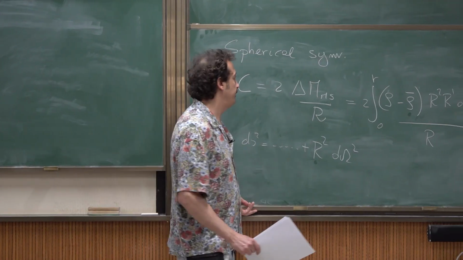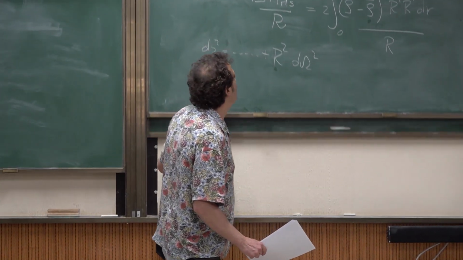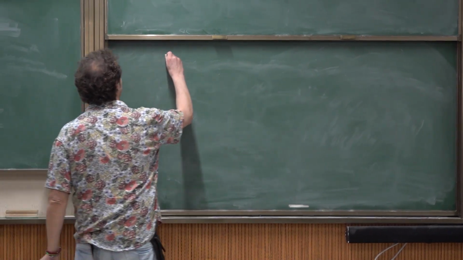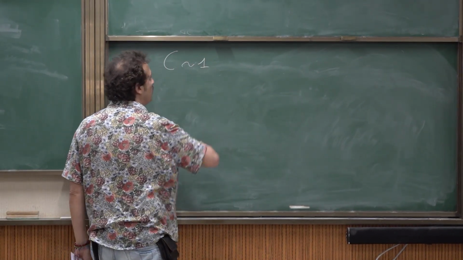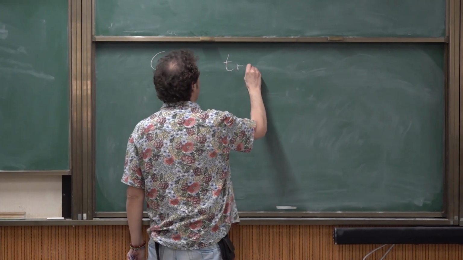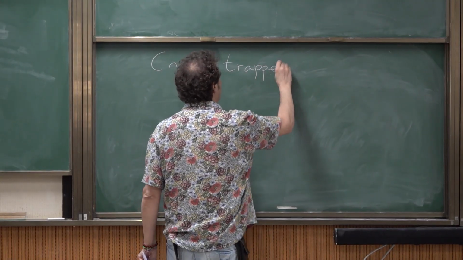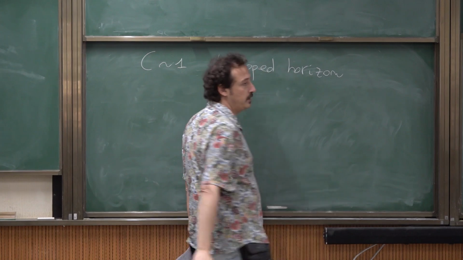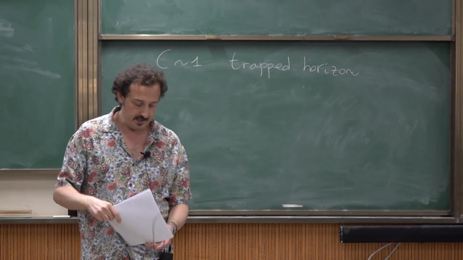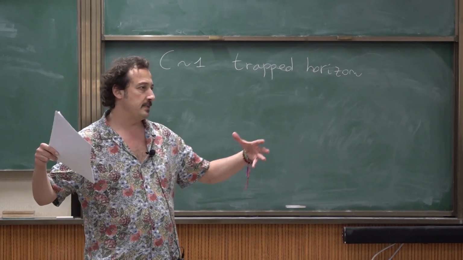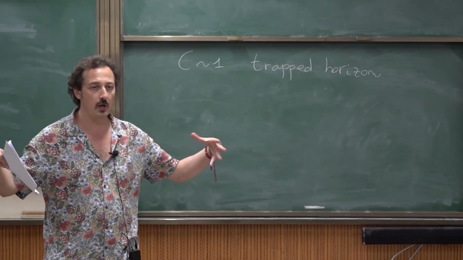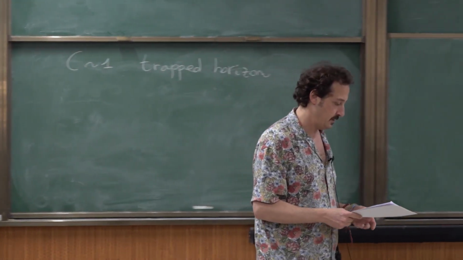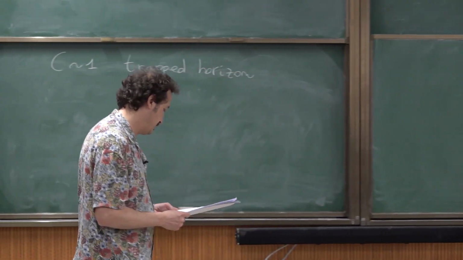Now, whenever C becomes order 1, then we form trapped horizons. A trapped horizon forms, and what happens is that this initial ball of matter collapses into a black hole. Okay, so that's what we said yesterday.